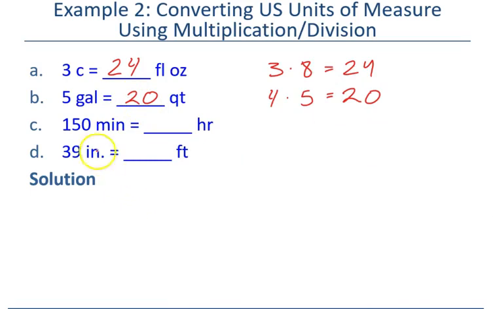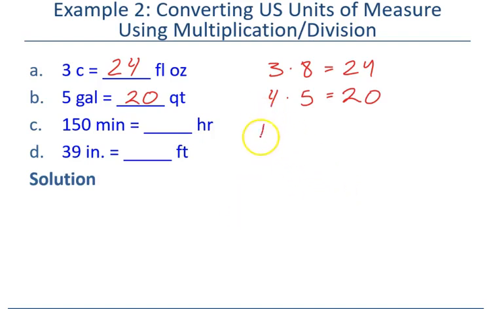Okay, well, let's look at the next one here. We've got 150 minutes equals how much of an hour? Okay, this one's going to be just a little bit different. So let's take a look here. When we're converting, we've got to be very careful because we've got a whole bunch of minutes here, and we know that 60 minutes equals 1 hour. So on this one, we're converting from a smaller unit to a larger unit. Just remember that a minute is smaller than an hour.